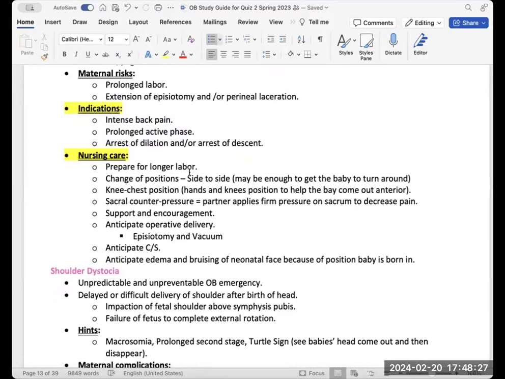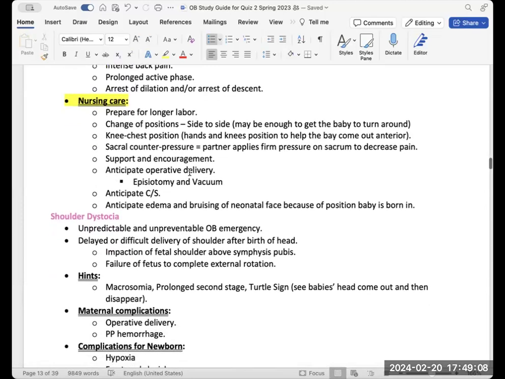Now, nursing care is that we're going to have to prepare for a longer labor, right? Changing positions, moving them side to side actually might get the baby to turn around. A knee to chest position is going to help the baby come out in this anterior position. We could also perform, remember, sacral counter pressure, where your partner applies firm pressure to the sacrum to decrease pain. Okay, so we're going to prepare for longer labor. We're going to help change the position, moving her side to side. Hopefully that'll get the baby to turn around. Knee to chest position. Hopefully the baby will turn around. And sacral counter pressure to help with the pain.